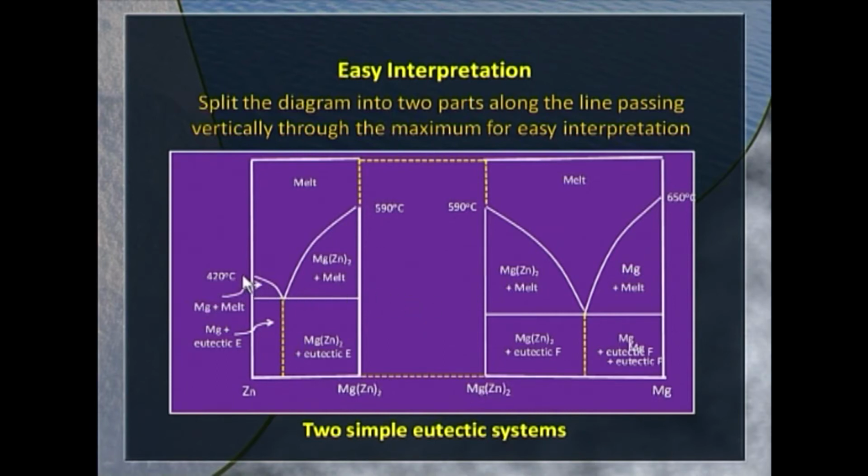You have now one solid here, which is the pure component. On the other end we have the compound, and it is a simple eutectic system to be interpreted, between one pure component and the compound, because the compound itself behaves like an independent solid like zinc and magnesium. It has its own melting point. And similarly, on this side we have a simple eutectic system between MgZn₂ and Mg.